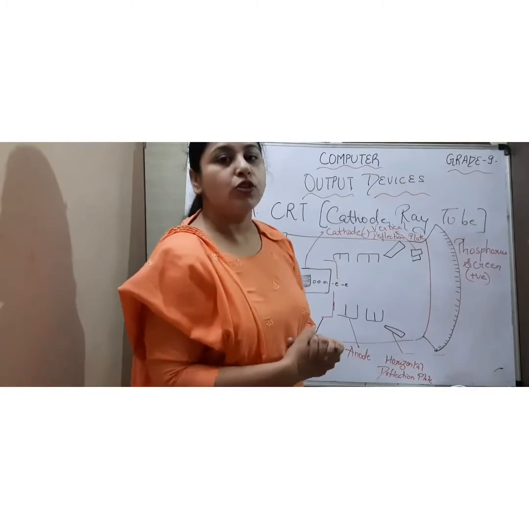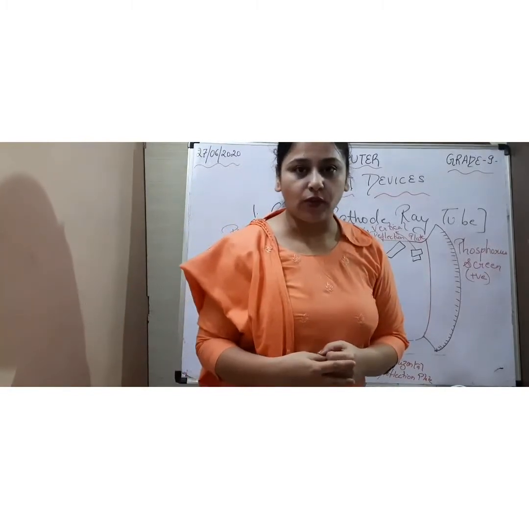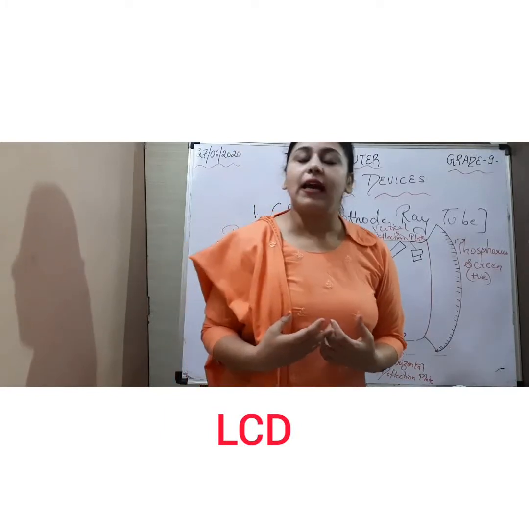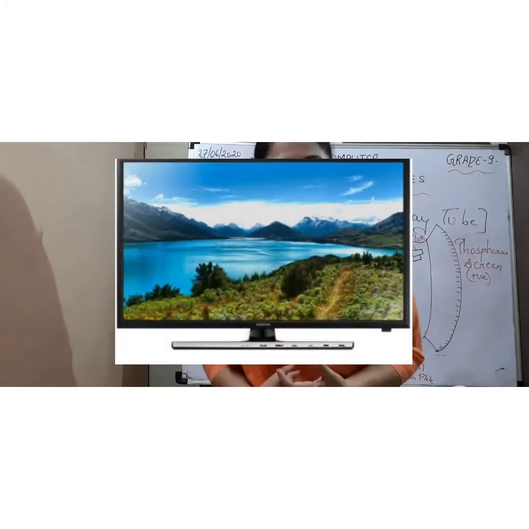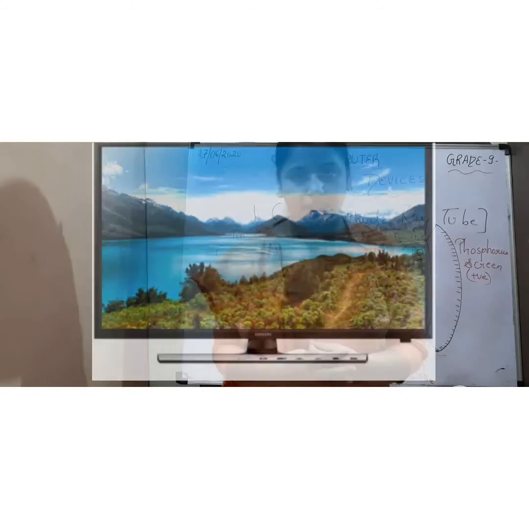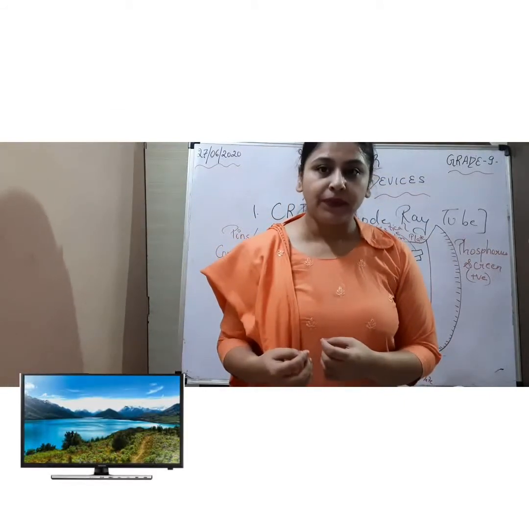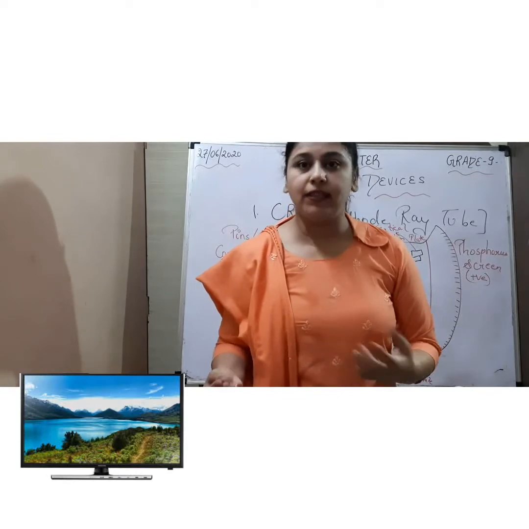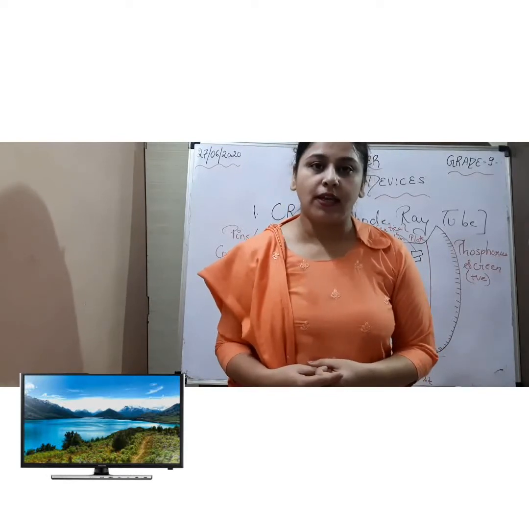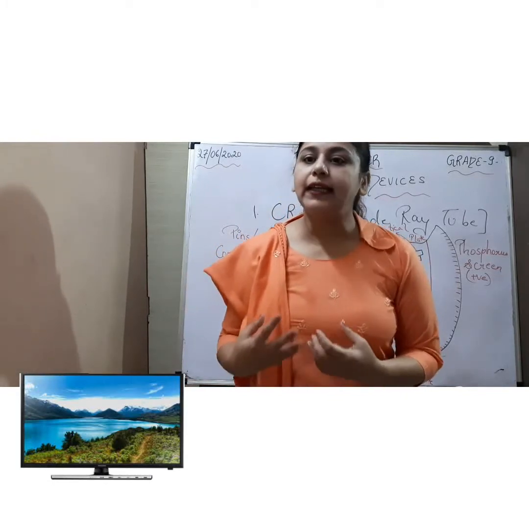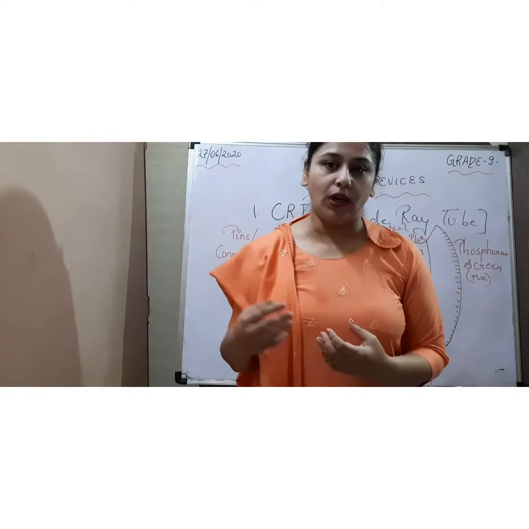Fine. So the next type of monitors that we are going to study is LCD. You all are seeing LCD nowadays. Many of you might have LCD screens at your home. LCD monitors are relatively thinner and lighter than your CRT monitors. LCD does not emit light directly. They save a lot of space and can be mounted on a wall.